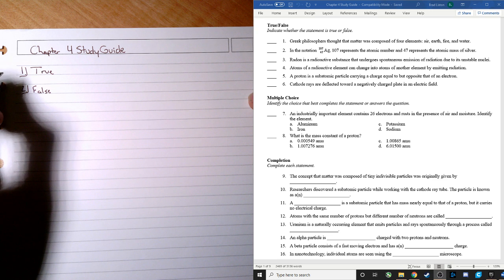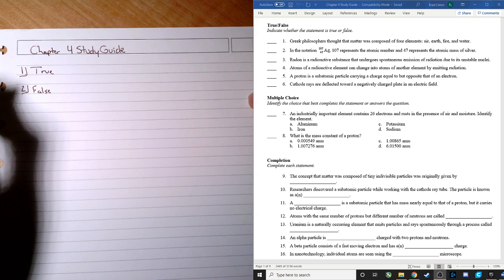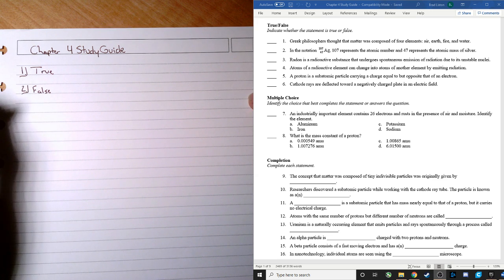Radon. It's a radioactive substance that undergoes spontaneous emission of radiation due to unstable nuclei. That is false.